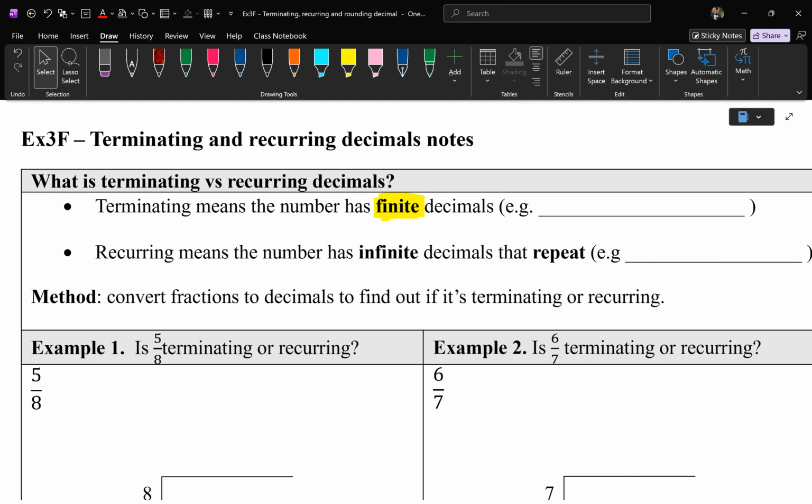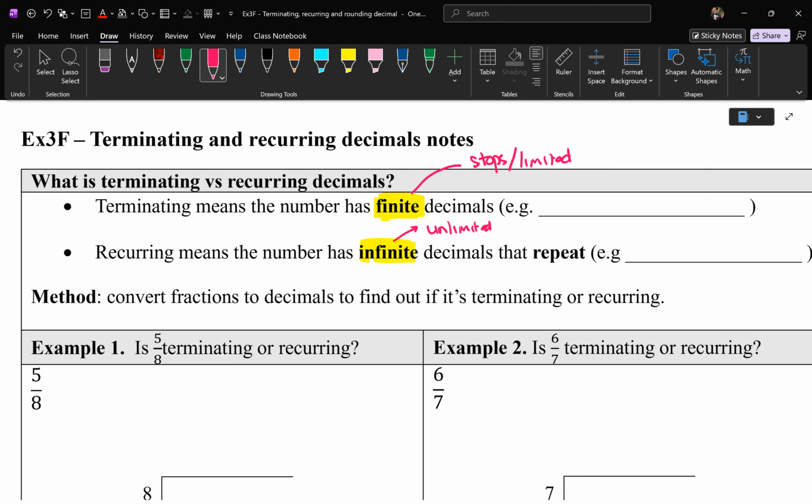Harrison. Like it stops at a certain point. Good. It stops. It's limited. It's not unlimited. When we say infinite, it means it's unlimited. So for those who aren't sure what these terms mean, just write on the side so that you know. What are some examples of finite decimals?